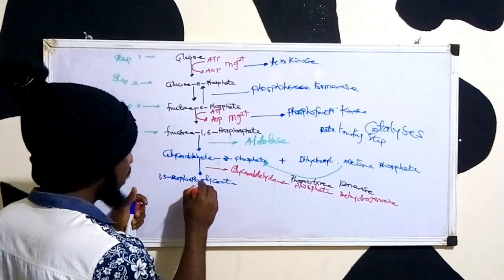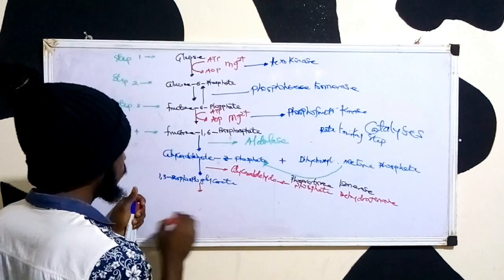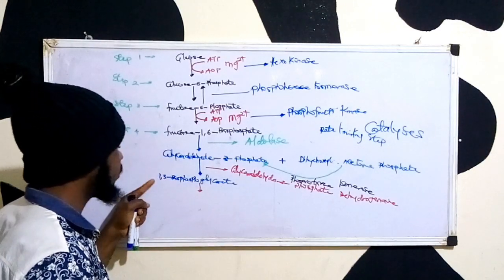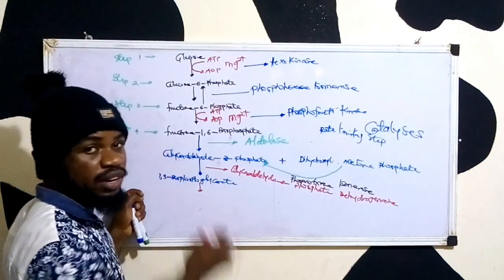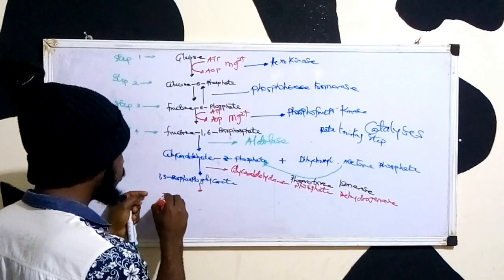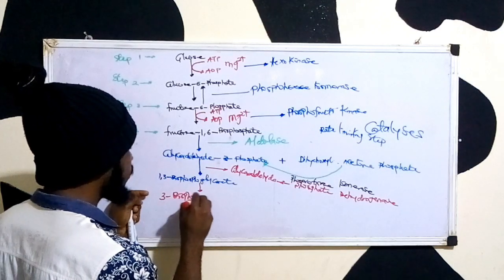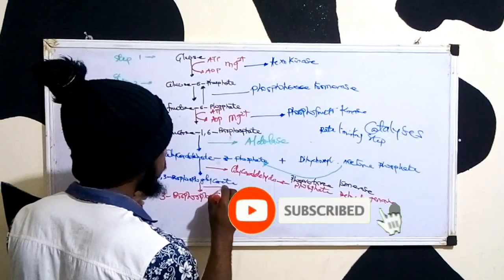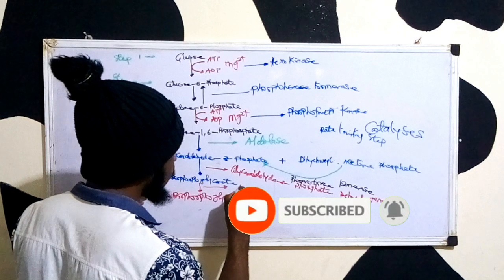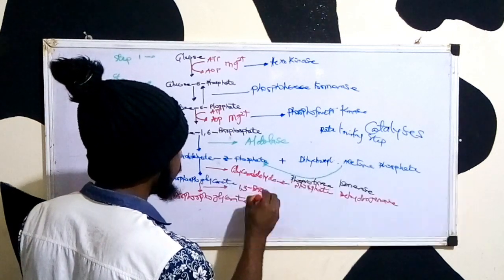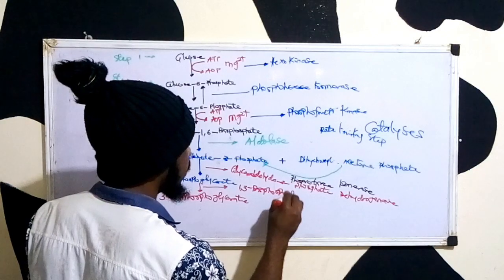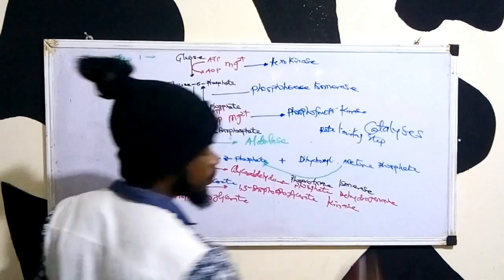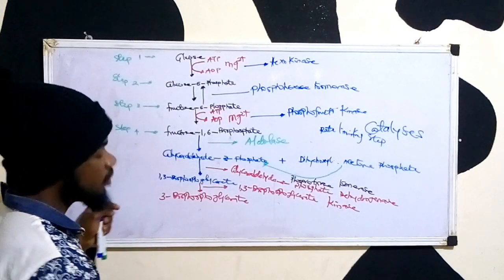Now this compound undergoes another reaction in which the position of the phosphate is shifted from the first carbon atom to the 3rd carbon atom, and that gives us 3-phosphoglycerate, and that's catalyzed by an enzyme called 1,3-bisphosphoglycerate kinase. All right.